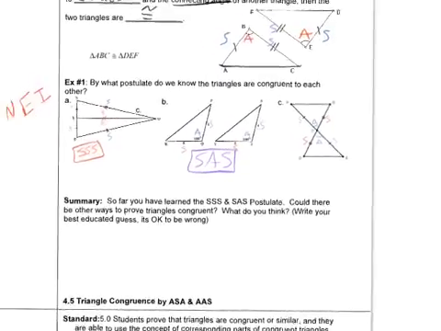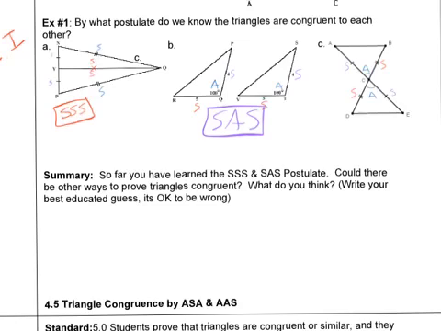Alright, so the summary. So far you've learned the SSS and the SAS postulate. Could there be other ways to prove triangles are congruent? What do you think? Write your best educated guess. It's okay to be wrong. So just think about it and see if there are other ones that work.